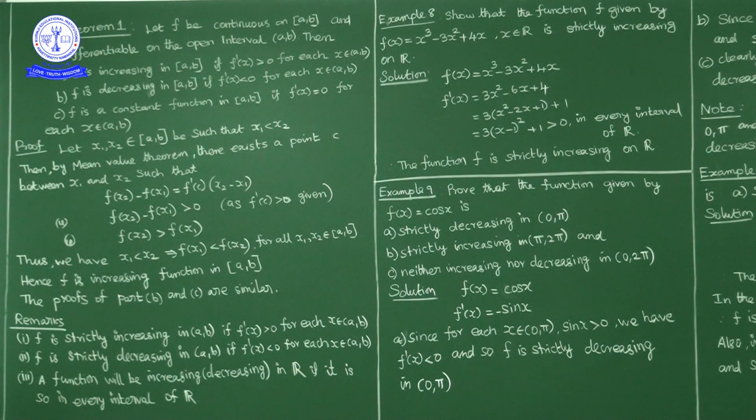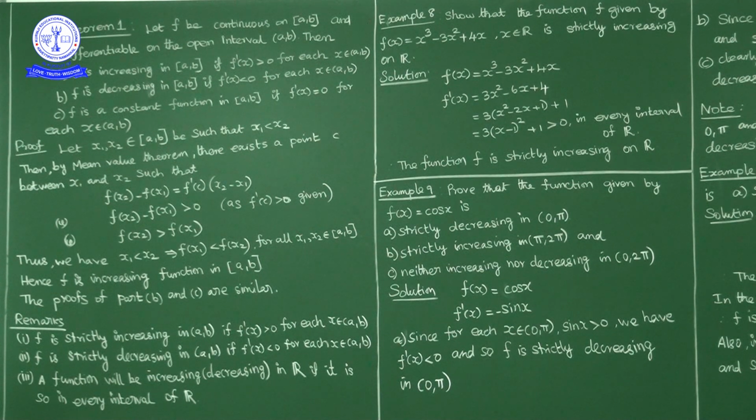So what we consider here, x1 less than x2. What we proved here, f of x1 is less than f of x2. Okay. What we have, x1 is less than x2 implies f of x1 is less than f of x2 for every x1, x2 belongs to [a, b]. Now what we can say, f is an increasing function in closed interval [a, b].